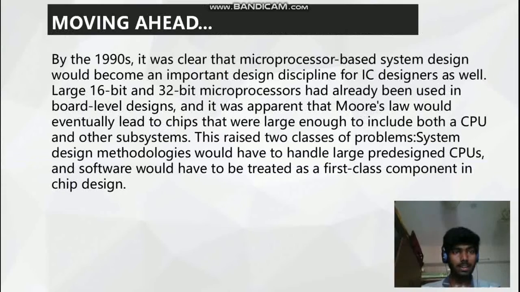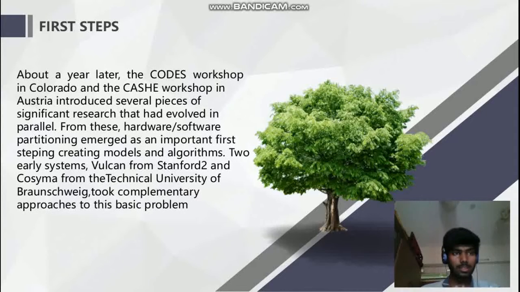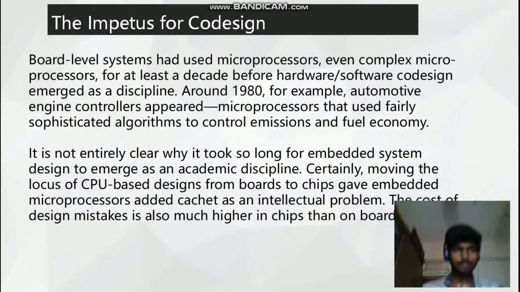So moving ahead, after the first steps, about a year later, like mid 1991, the Codesign workshop in Colorado and the CASE workshop in Austria introduced several pieces of significant research that had involved in parallel. The research was also going on, and they were also inventing new technologies for researching hardware software co-design.